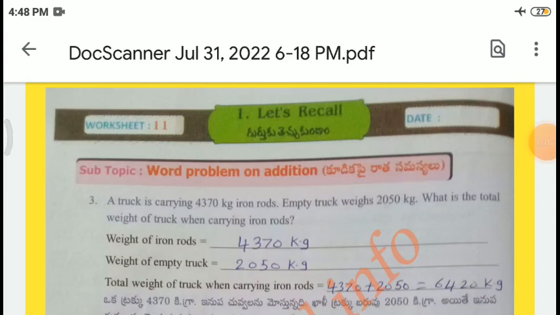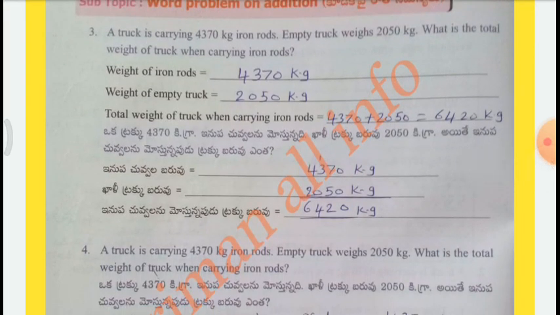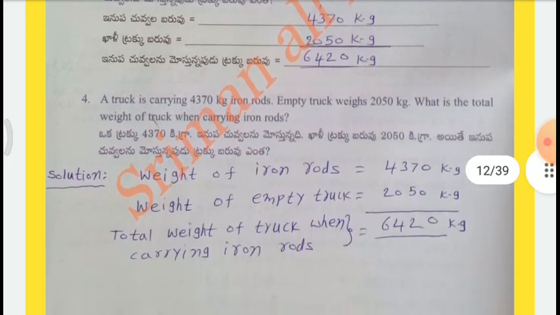Worksheet 11. Subtopic. Word problem on addition. A truck is carrying 4,370 kg iron rods. Empty truck weighs 2,050 kg. What is the total weight of truck when carrying iron rods? Weight of iron rods is equal to 4,370 kg. Weight of empty truck 2,050 kg. Total weight of truck when carrying iron rods: 4,370 plus 2,050 kg. Total 6,420 kg.